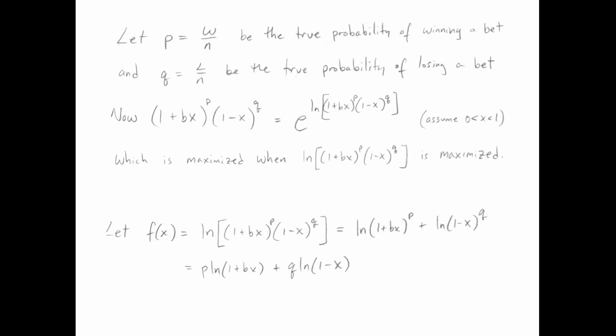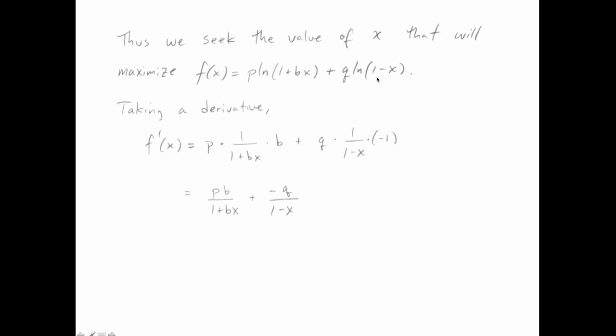So what I'm trying to do is find a maximum value for f. And when I find the maximum value for that function f, I have a maximum for that ln. When I have a maximum for that ln, I have a maximum for the exponential, which is equal to this value. When I have a maximum for that, I have a maximum for g. I have the maximum per bet rate of return. So I'm trying to find a value of x that will maximize this function f.